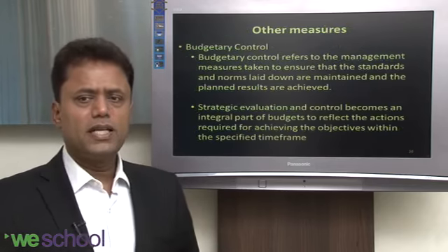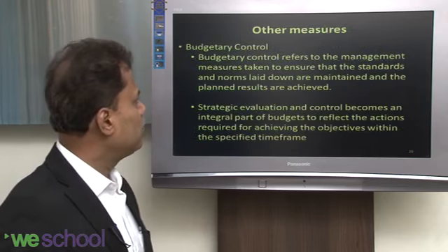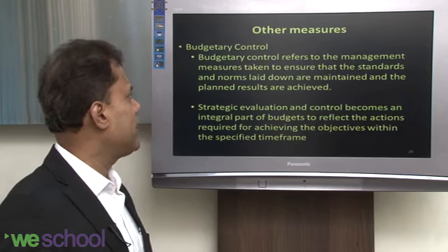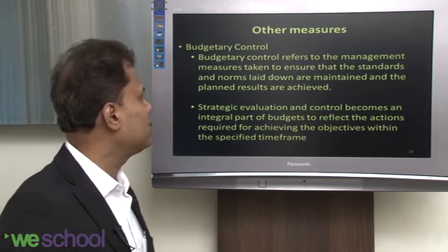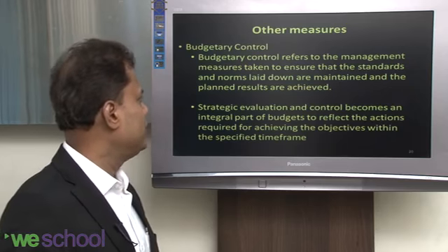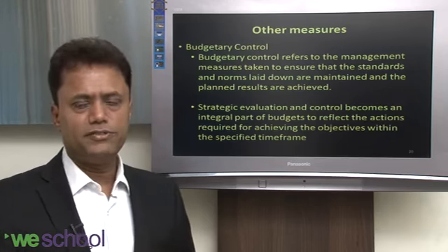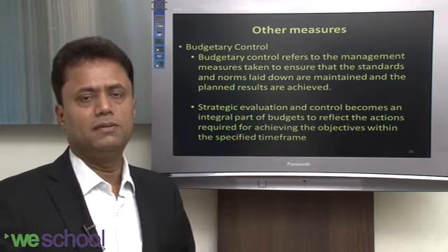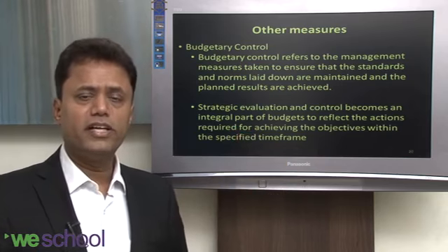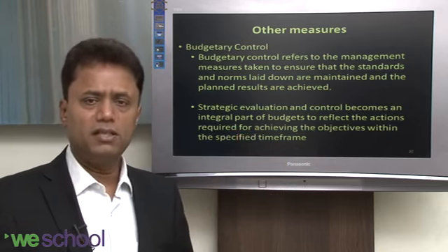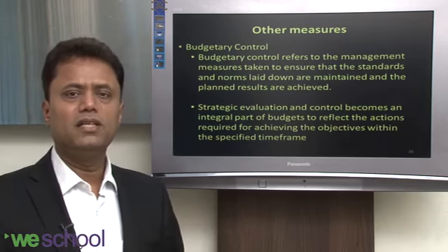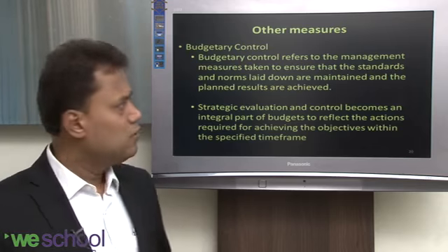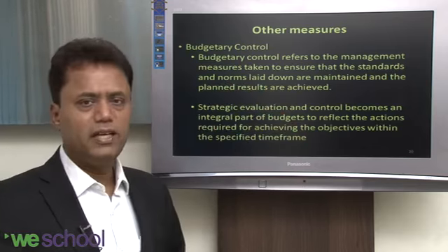What are the other measures the organization needs to take? Budgetary control. So let's talk about budgetary control. Budgetary control refers to the management measures taken to ensure that the standards and norms laid down are maintained and the planned results are achieved. So you've got a budget. Budget could be anything. It could be revenue, it could be the head count, it could be the profit, it could be the operation cost, it could be the EBITDA number, it could be the interest cost, the finance cost, whatever. So every budget has to be very clearly defined.